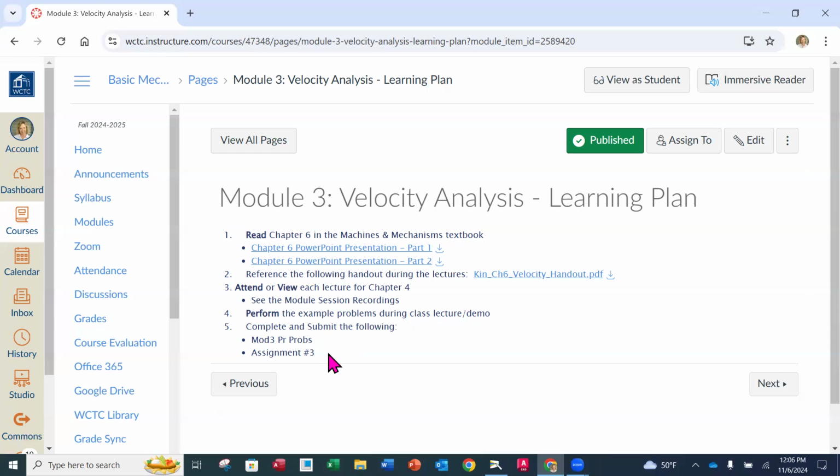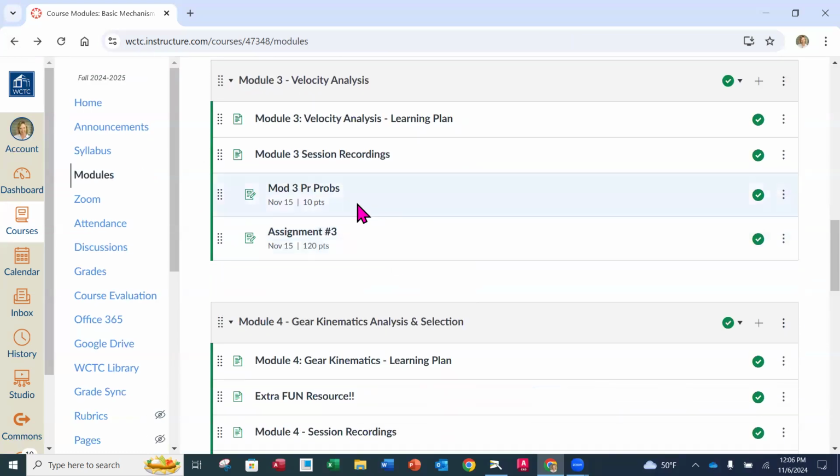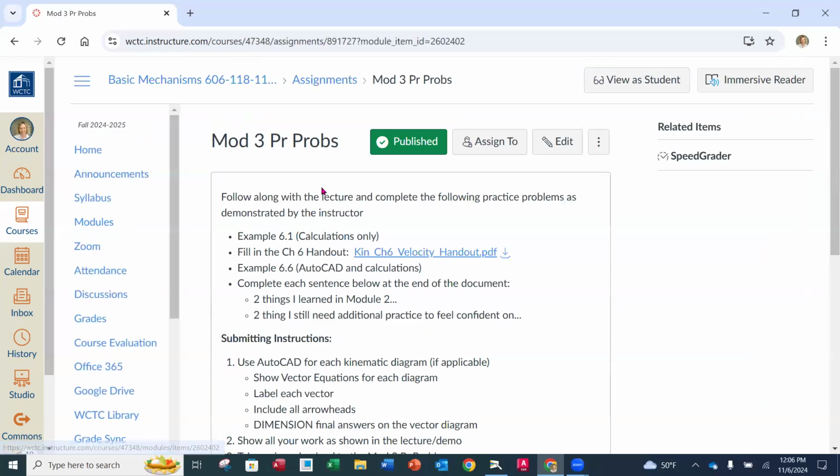And then you're going to have 2 things to hand in, just like we normally did, the practice problems and assignment 3. I'm not going to worry about assignment 3 right now, but let's take a peek at the practice problems, just so you're aware as we're doing things. Things that you're going to be handing in for practice problems are going to be the 3 items that we see here. Number 1, example 6.1. We're going to be doing calculations only. That's going to be kind of getting us started here in Module 3 or in Chapter 6.